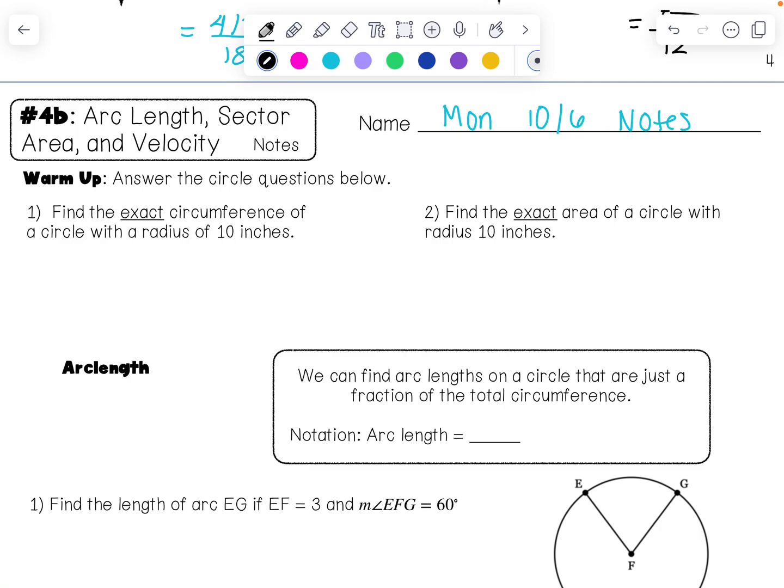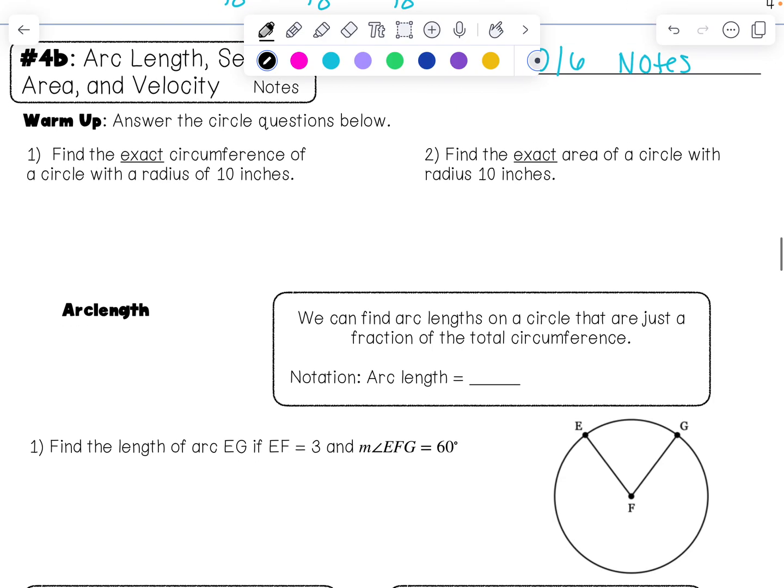Okay, so in this video, I'm going to quickly take you through how to do arc length and sector area with circles, whether you're using degree angles or radian angles. So first, we need to make sure that we know how to find either the circumference or the area of a circle. When we say exact circumference, we mean pi is going to stay a symbol. You're not going to type it in as like 3.14 in your calculator.